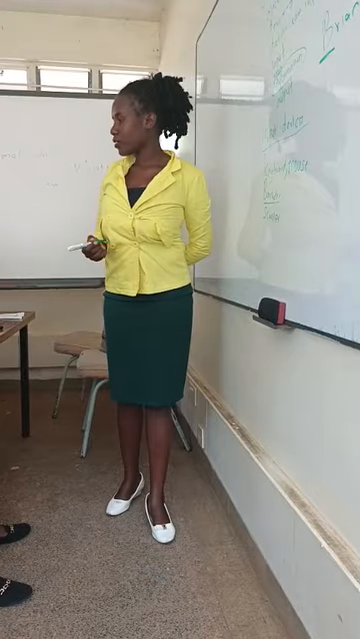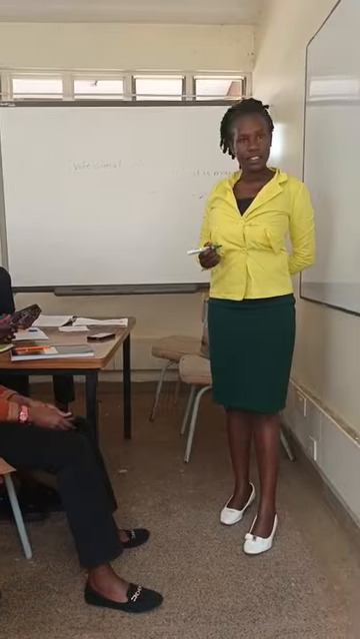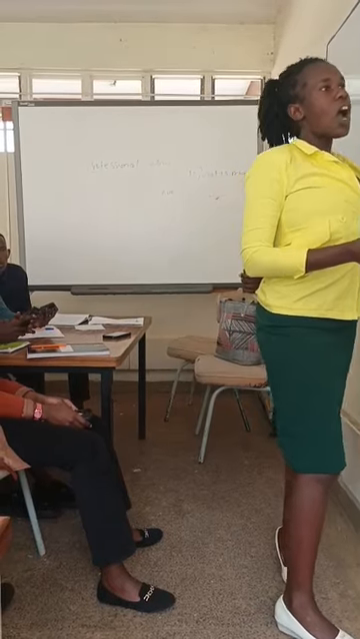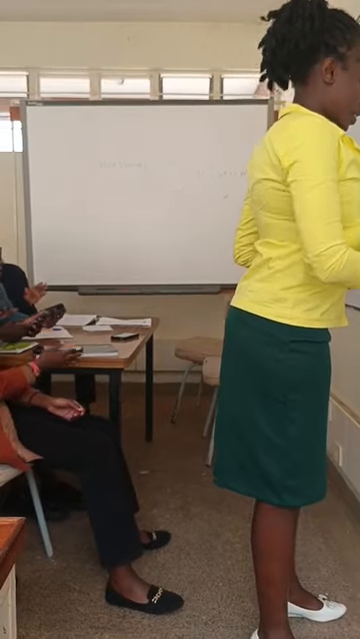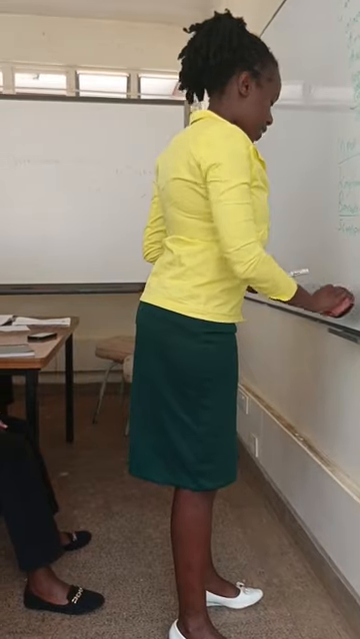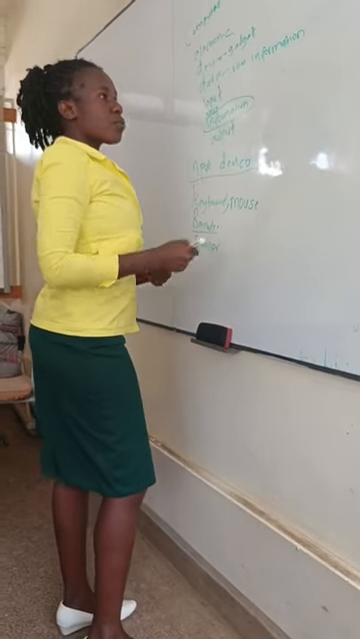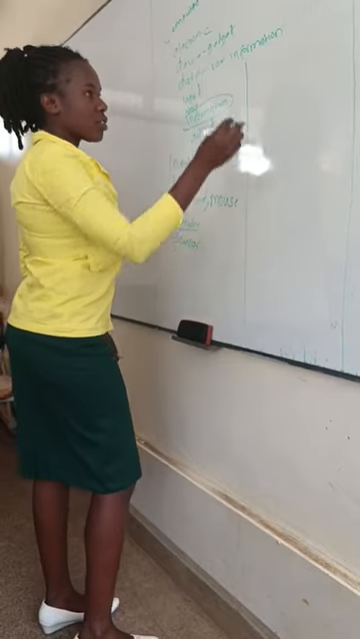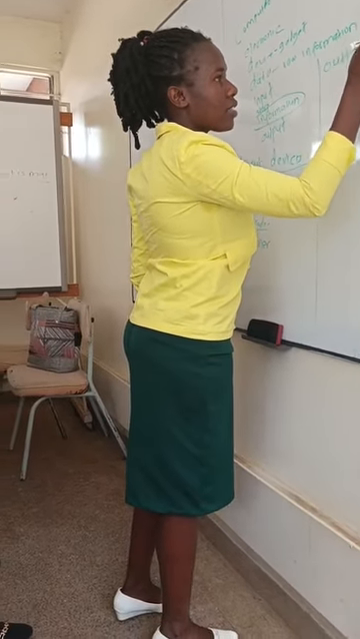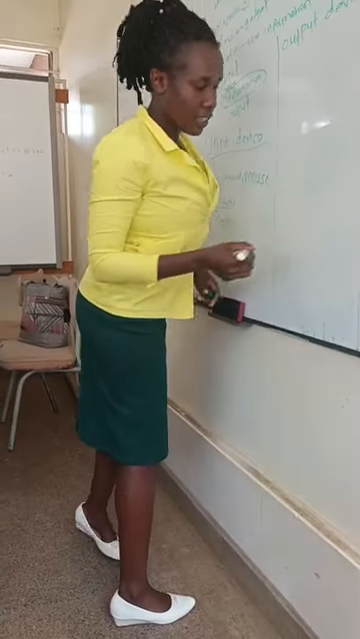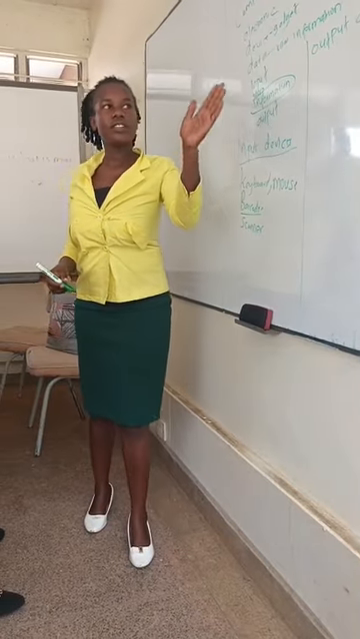Any question up to there? Let's move to output devices. Output devices are the devices that are used to produce information. Input devices are used to key in or enter information in a computer, then the output devices are now the final stage.